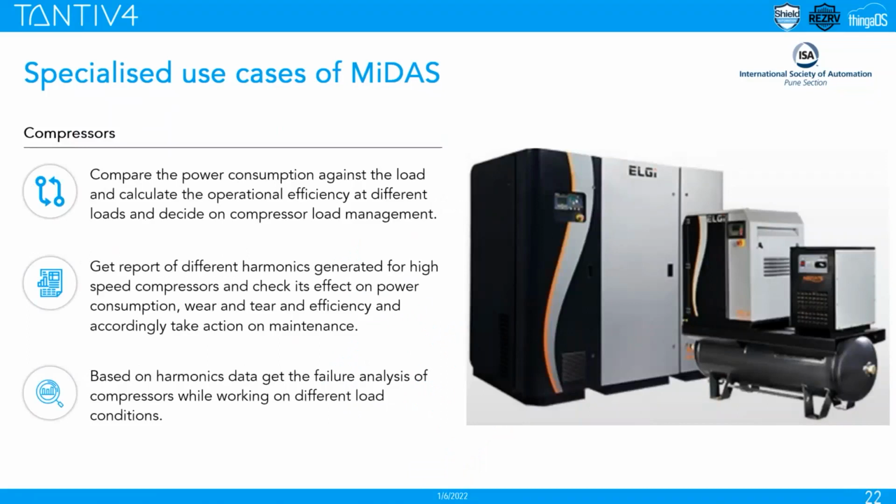Another case is the compressor, where now you can compare the power consumption against load, calculate the operational efficiency at different loads, and decide on the compressor load management. Get a report of different harmonics generated for high-speed compressors and check its effect on power consumption, its wear and tear, efficiency, and accordingly you can take action on the maintenance. Based on the harmonics, you can get a failure analysis of compressors while working on different load conditions.